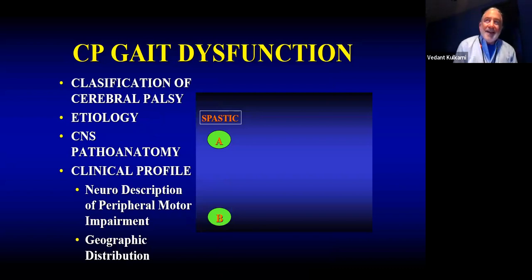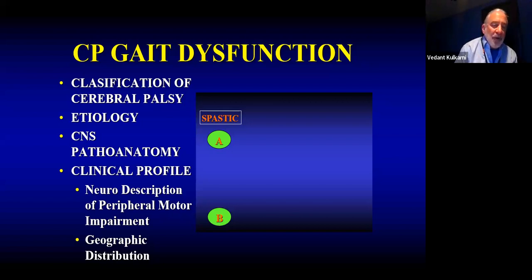There are multiple classification schemes for CP. Historically, they were based on etiology, but I've already told you that the etiology has changed over the years, and frequently we don't know the cause of CP. So that's not a very helpful classification scheme. With the advent of brain imaging, and in the future, perhaps more biologically based brain imaging, there are classifications based on the pathoanatomy of the central nervous system.